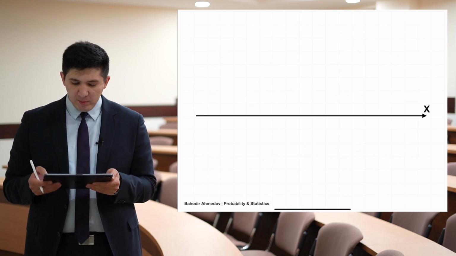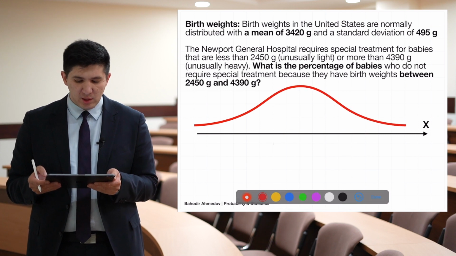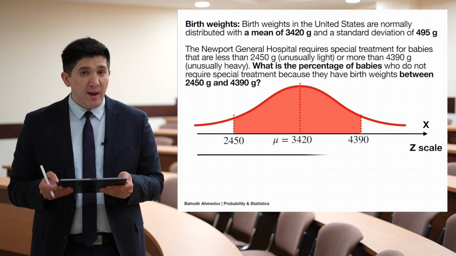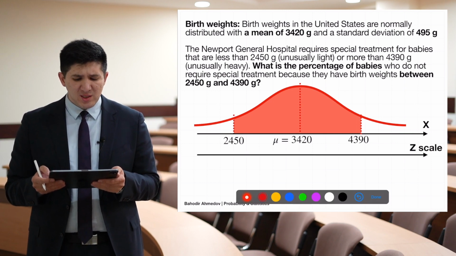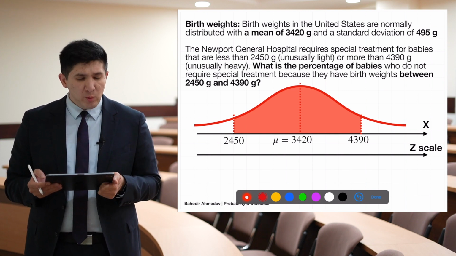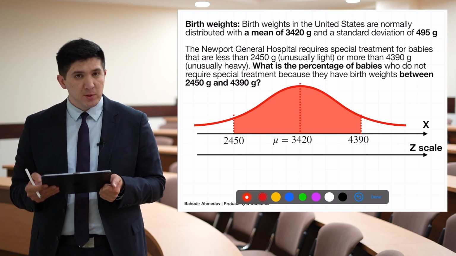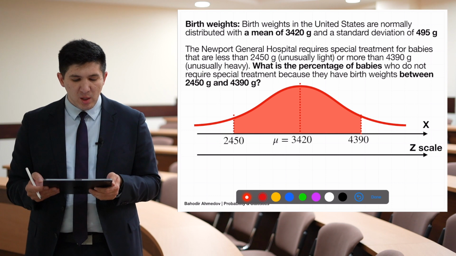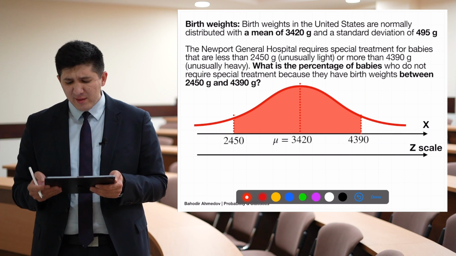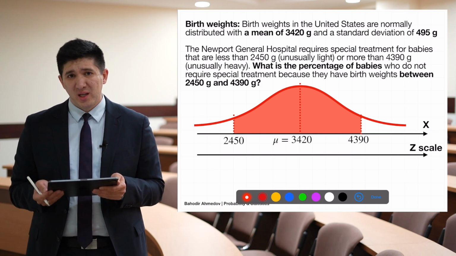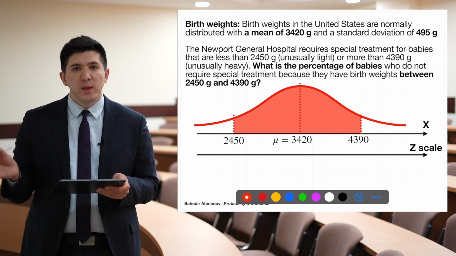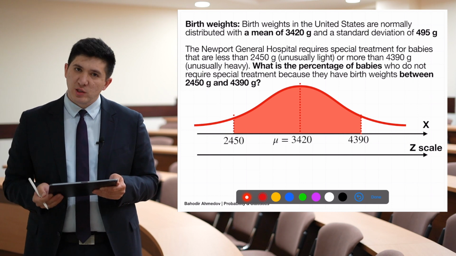So let's do a couple of problems on calculating the normal distributions using the standard normal distributions. It appears the birth weights in the United States have a normal distribution with the mean 3,420 grams and the standard deviation 495 grams. So Newport General Hospital requires special treatment for babies which are less than 2,450 grams, which is called unusual, and greater than 4,390 grams. So what is the percentage of the babies whose weights are in between these two values, who do not need special treatment?